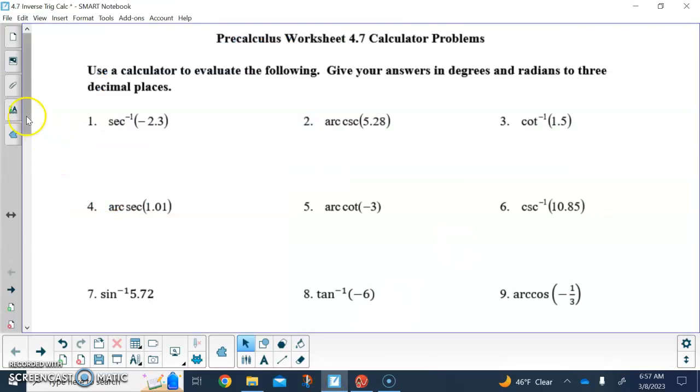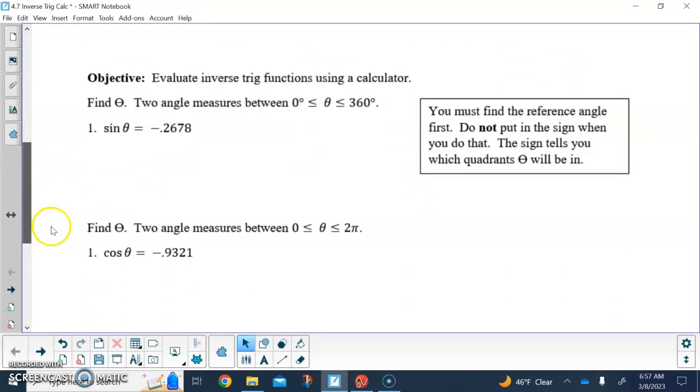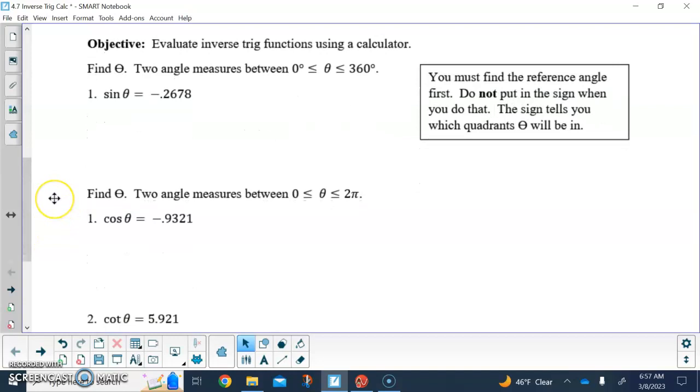So this video is going to focus more on solving using your calculator, okay? Remember from yesterday that when we're trying to solve an equation for theta, we have to use our inverse trig functions. If we're trying to find theta when sine of theta equals negative 0.2678, we must find that reference angle first, okay? We do not put the sign in when we do that. The sign is going to tell you what quadrant it's in, and by sign there, I mean the negative sign.